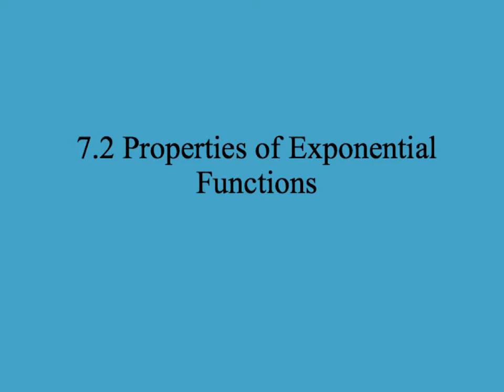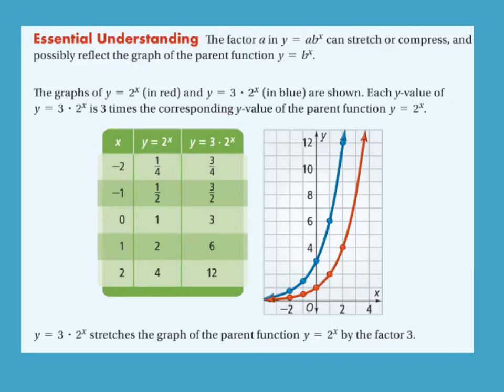In 7.2, we are talking about properties of exponential functions, so graphs with exponential functions. First, knowing what an exponential function looks like. The exponential function is always going to have a parent function of this. Now, the b can change, so the b will determine what the parent function is. So in this picture, 2 to the x is my parent function, and then this 3 in the blue times 3 is going to be the transformation that happens.